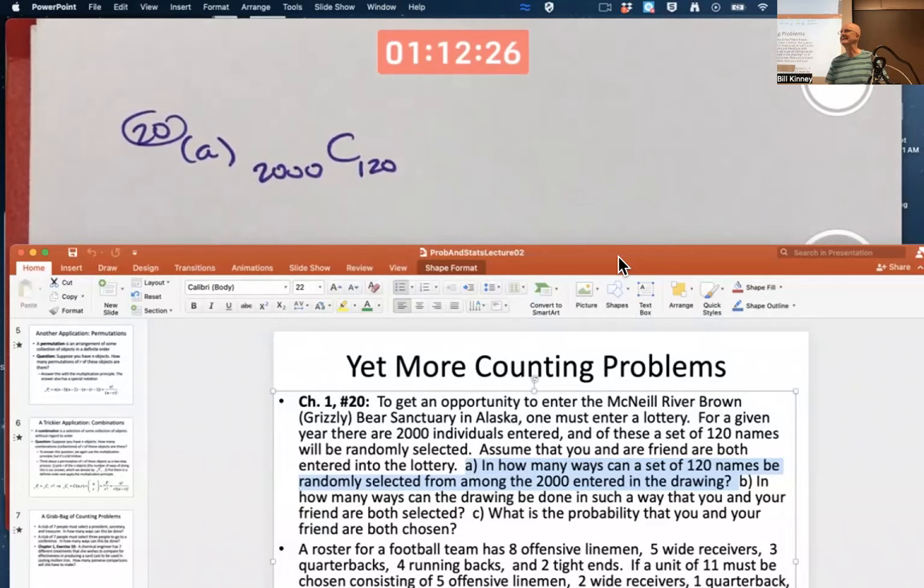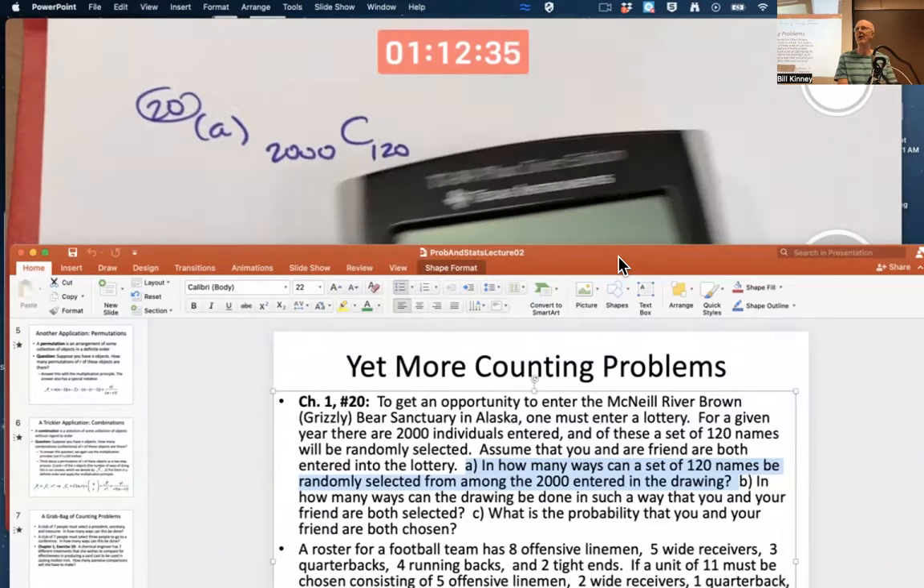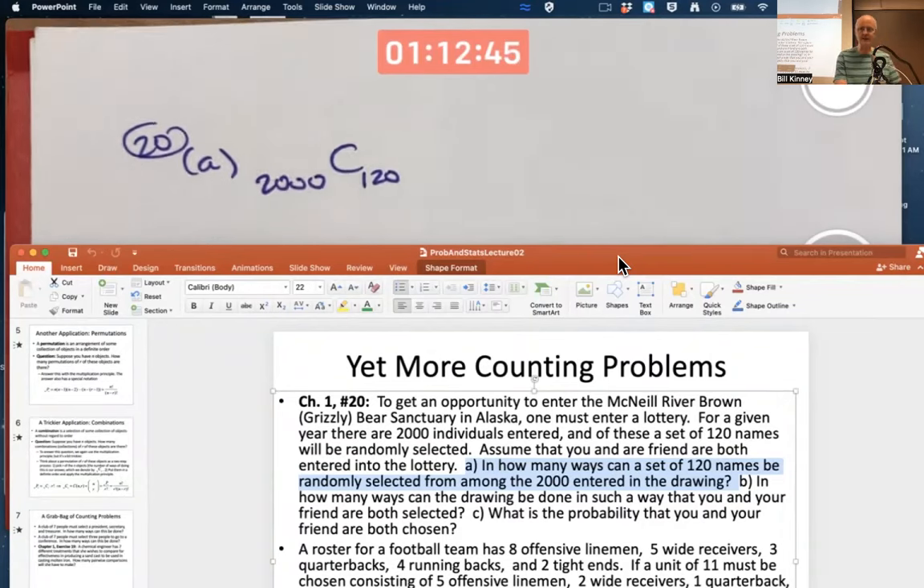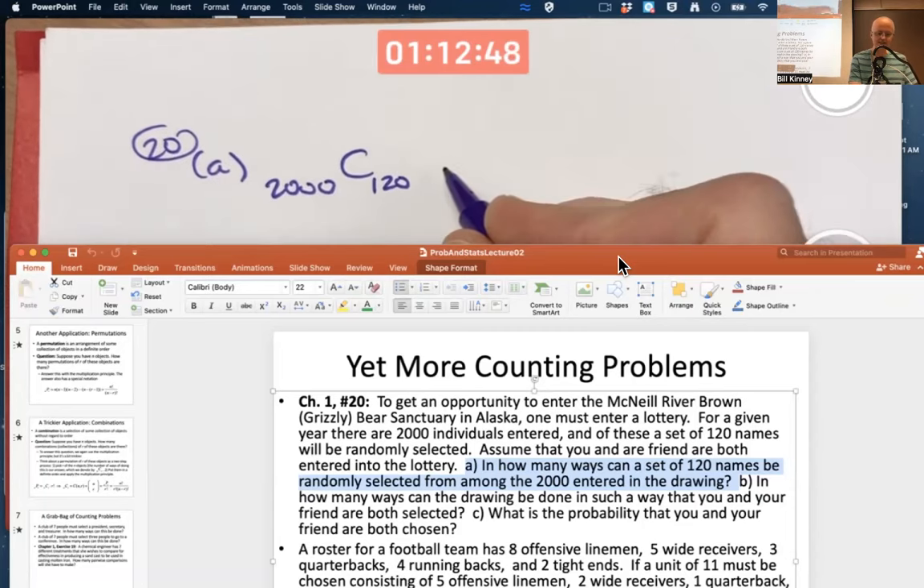Should you simplify this? Not completely. This is going to be a gigantic number. Can the calculator do it? Probably not. Okay, error overflow. It's probably over a googol, probably more than the number of atoms in the universe. A googol is 10 to the 100. Probably more than that. What you can do is write the symbol and say that's the answer.